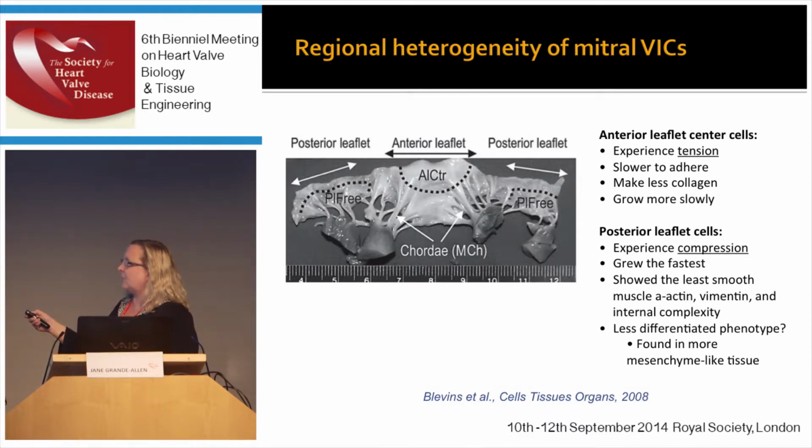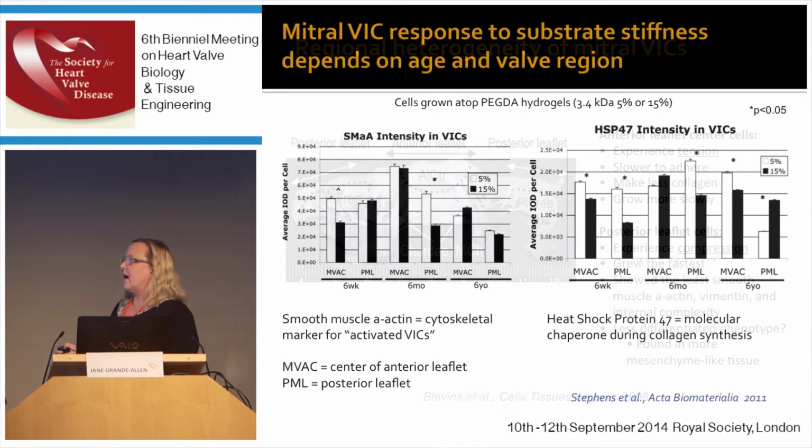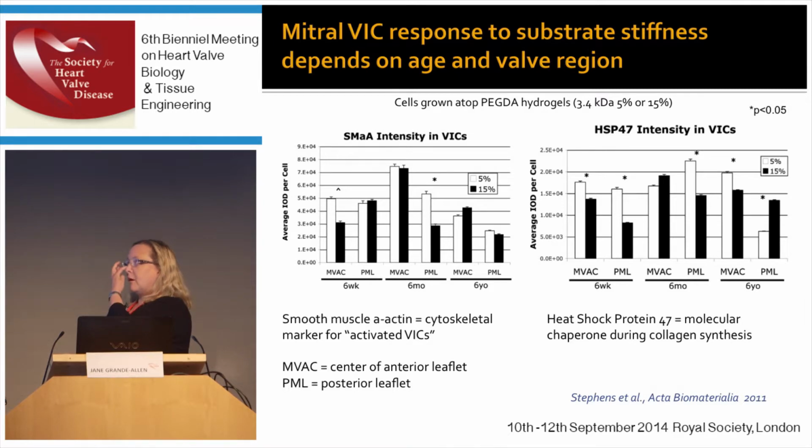They made less collagen and they grew quite slowly in comparison to the posterior leaflet cells, which really grew quite fast, but weren't very complex in terms of expression of smooth muscle alpha actin or vimentin, or just overall internal complexity, which is measured from side scattering on flow cytometry. And so then we looked at how these cells respond to changes in stiffness.